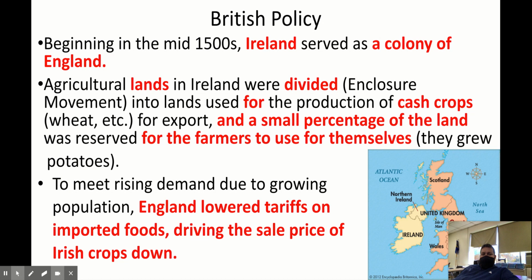each other, right? If England lowers tariffs and all of a sudden imported food is half the cost of Irish food, no one's going to buy the Irish food. They're all going to buy the imported food. So when England lowers the tariffs on imported food, the sale price of all food, including the Irish crops, goes down. Now Ireland has less money to work with than it had before.